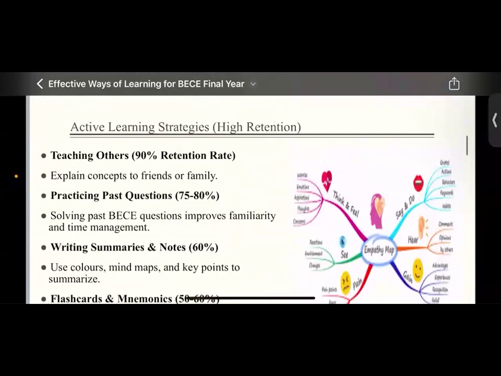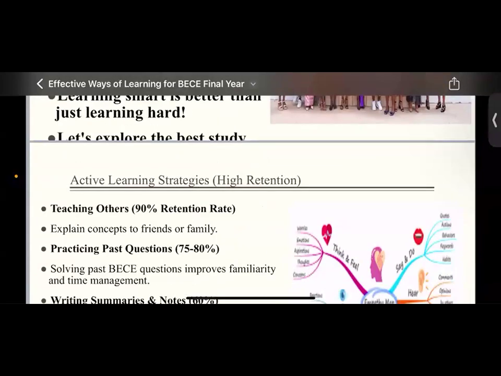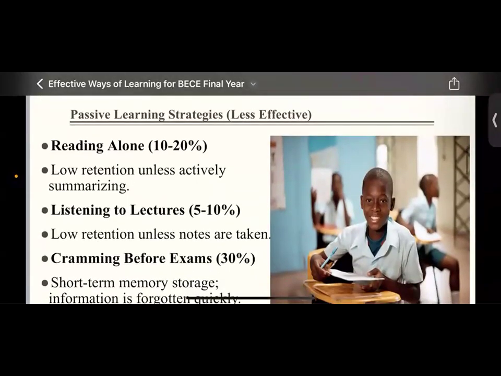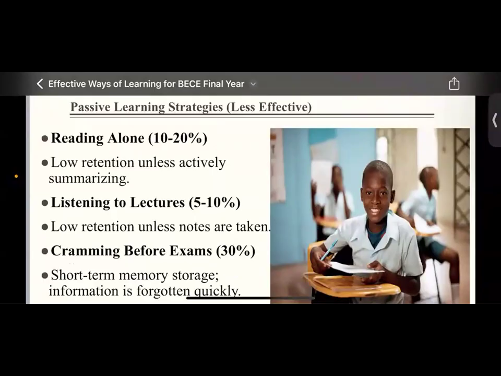So we've talked about the high retention rate, which are the active learning strategies. Then we also have the passive learning strategies, but they are less effective, meaning you can still adopt these ones, but they are not as effective as the active learning strategies we spoke about earlier. So the first one has to do with reading alone. When you are reading alone, you only have a 10 to 20% retention rate. So low retention rate unless you are actively summarizing. I remember summary writing can be found at the active learning strategy slide.